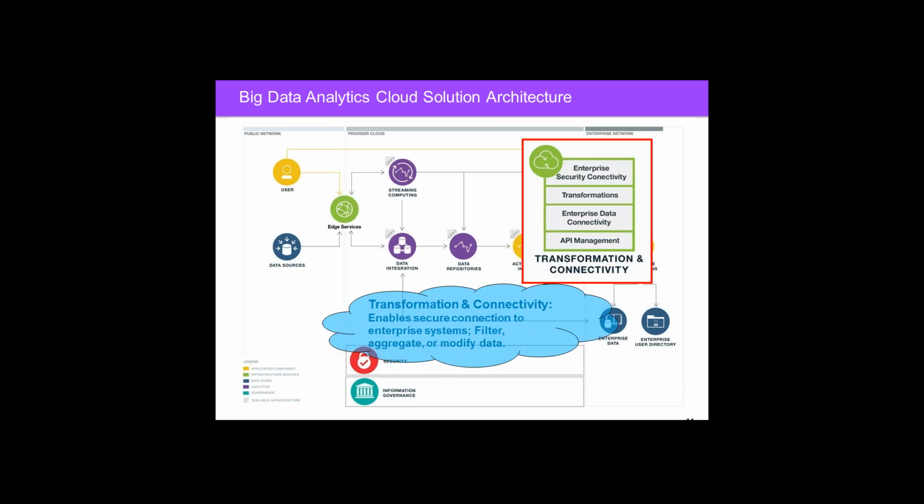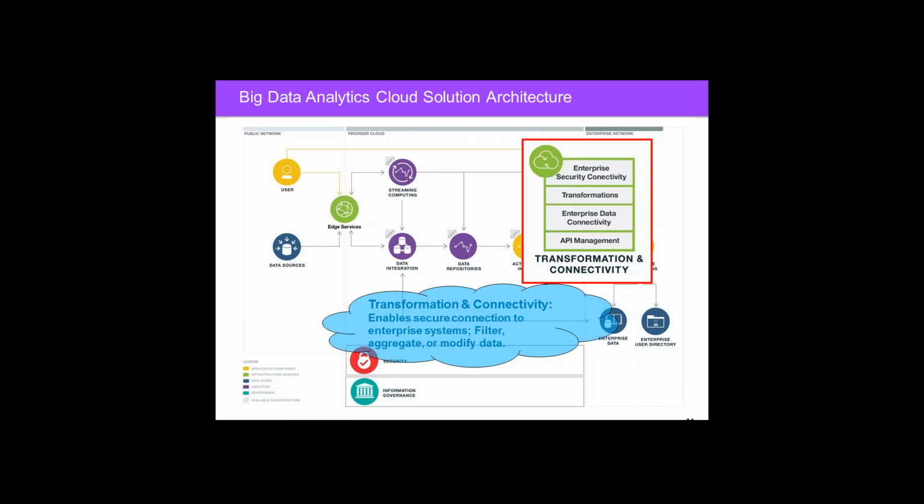The transformation and connectivity layer, and you may have seen some of these capabilities already in the mobile reference architecture. These span things such as secure connectivity between the cloud provider and the enterprise network. In case of IBM, as an example, we'll provide this over a private secure gateway, which essentially is a secure VPN tunnel that gets established between the cloud provider, whether it's IBM's own cloud, and the enterprise network.